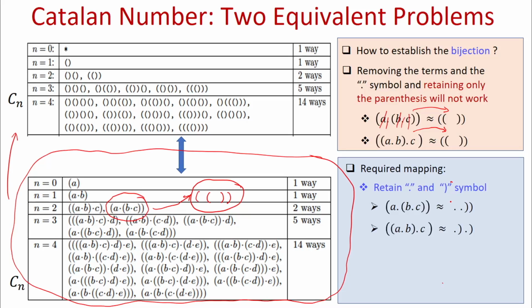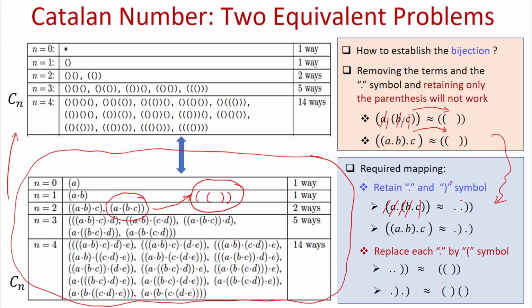So for instance, if I take the same counter example for my earlier mapping, then I forget about this left parenthesis, I forget about this A, but I retain the dot, and then I forget about this left parenthesis, I forget about B, I retain the next dot, I remove C, and then retain the right parenthesis. The same I do for the other string. And now I replace each dot by the left parenthesis. If I now do this mapping, then I can show that this is an injective mapping. In fact, this is a bijective mapping from this set to this set. And that shows that the solution for the new problem is the Catalan number as well.